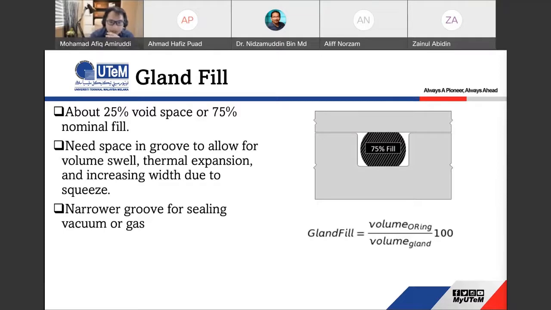Dia akan, material of O-ring ni akan keluar daripada gap-gap ni. So O-ring ni akan senang rosak. So that's why we need to make sure that the groove has some space for the O-ring to expand. A narrow groove for sealing is for vacuum and or gas.